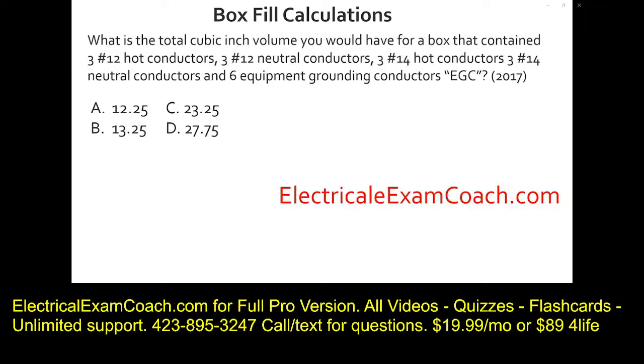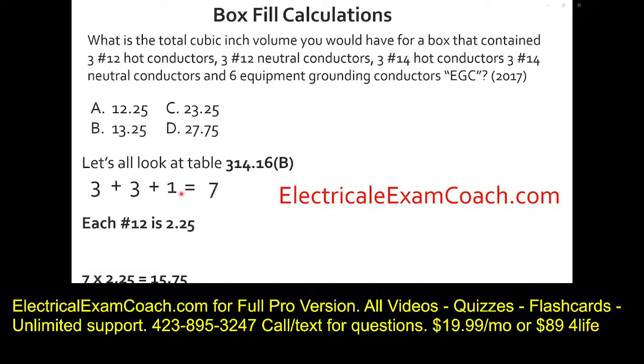Let's go ahead and do one more for the 2017. We have the total cubic inch volume, and we have 3 12 hots, 3 12 neutrals, 3 14 hots, 3 14 neutrals, and 6 equipment grounding conductors in the box. First, let's count our 12s, because that's what we're going to group all the equipment grounding conductors with, the largest conductor in the box. We know we got 3 hots, we know we got 3 neutrals, and we're going to group all of those equipment grounding conductors, counting them as 1 with the largest, which happens to be 12. We bear that math out.